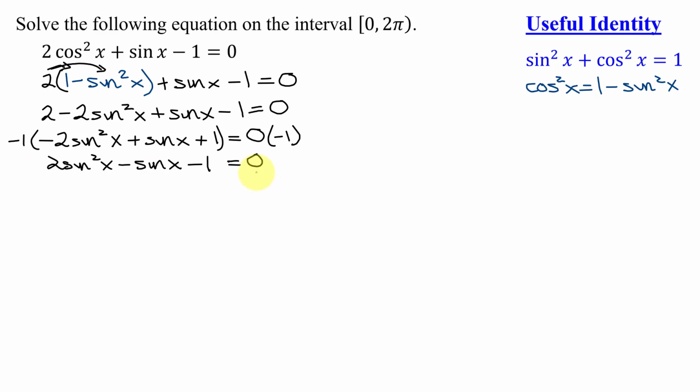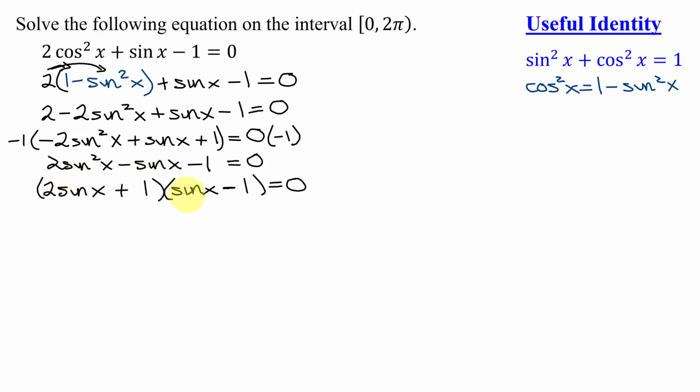It's fairly simple, so I'm going to factor it by trial and error. To multiply to 2 sine squared x, I need a 2 sine x in the first parentheses and just a sine x in the second parentheses. To multiply to 1, I just have a 1 and a 1. Now to multiply to a negative, I have to have opposite signs, but they need to add to negative sine x. So 2 sine x times 1, that has to be my negative, and then I have to have a positive in this parentheses. Double check by FOILing.